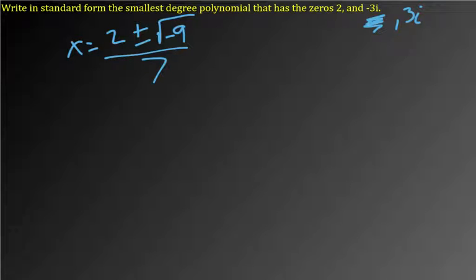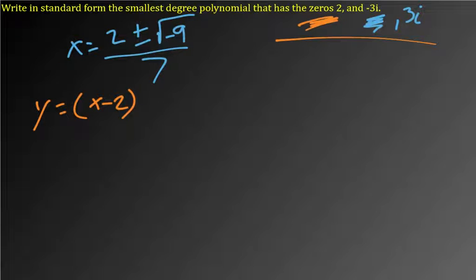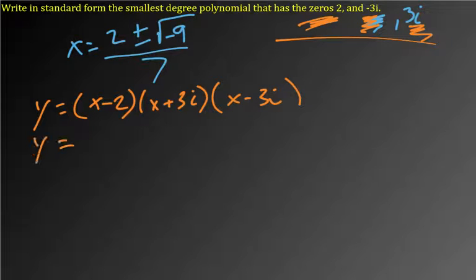Basically, if you know roots, you can convert that into factors. That's how I would think about this problem. So I've got x minus 2, corresponding with the root of 2. Then I've got x plus 3i, corresponding with the root of minus 3i. And then we have x minus 3i, which would correspond with the root of 3i. And then we just multiply the whole thing out, because this is in factored form, and I asked for standard form.